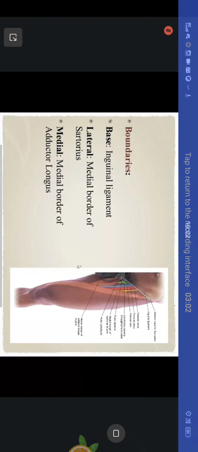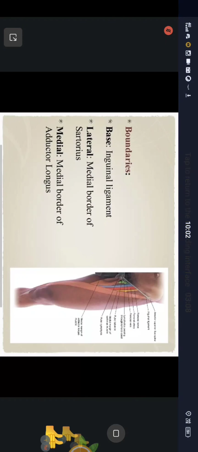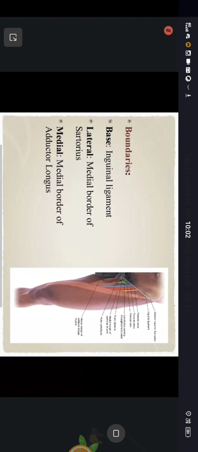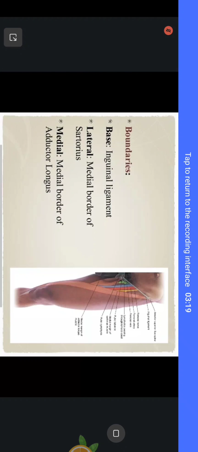Regarding the boundaries of the femoral triangle, is it clear? So what are the boundaries forming this femoral triangle? Anyone? Can anyone answer this? What are the boundaries of the femoral triangle?